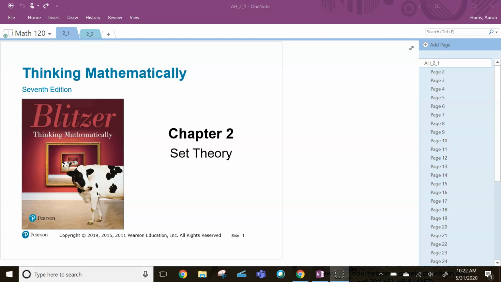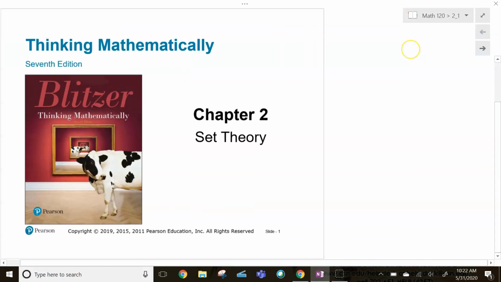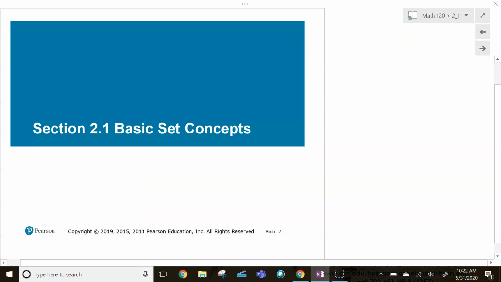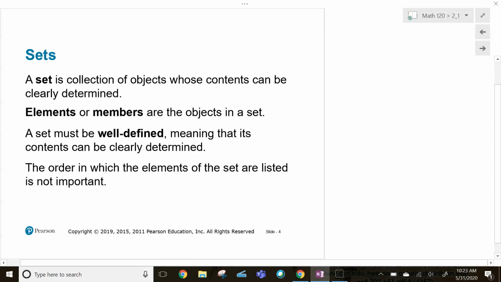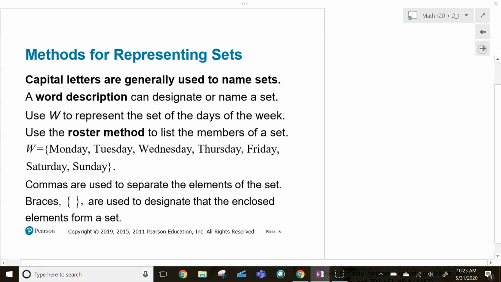We're going to talk about basic set concepts, and here are our objectives. We'll start out with the ways to represent sets. First of all, a set is a collection of objects whose contents can be clearly determined, and the members of the set are called elements. They must be well defined. A capital letter is usually used to name the set.